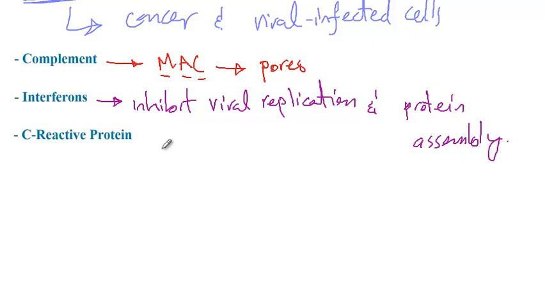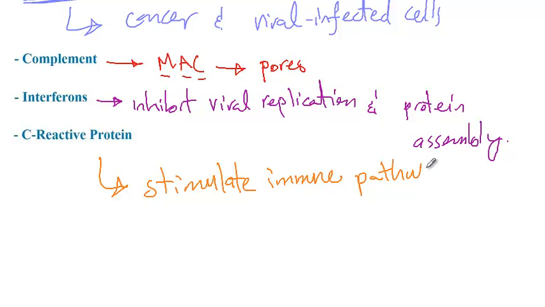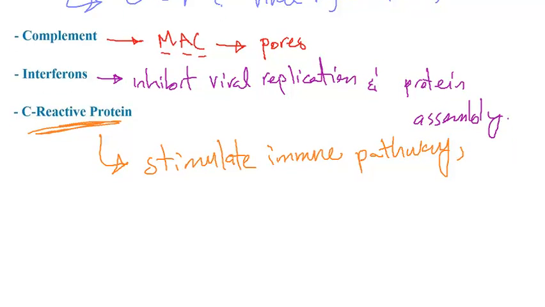And then finally, the last mode of innate immunity is C-reactive protein, which stimulates different immune pathways. This is in fact an inflammatory molecule that is now able to stimulate different immune pathways. Now, as we just discussed, this innate immunity is basically the initial response to microbial invasion, but it's not very specific. It's just a general mode of attack. And therefore, some microbes can evolve strategies to overcome these innate immunities.